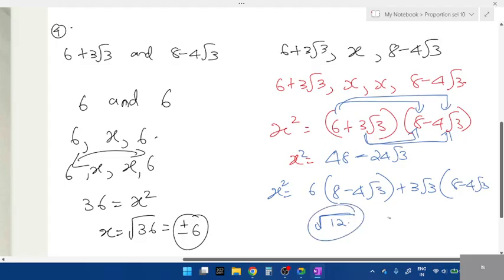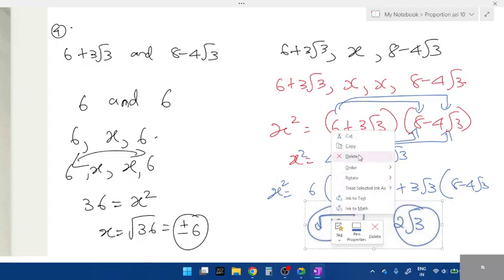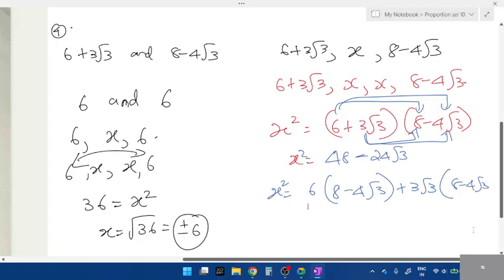Now, root 12, if you further factorize, you should get 2 root 3. You know how to factorize, right? Root 12. Fine, just ignore this, solve this and send it, students. Let me check. All of you will complete and send it.